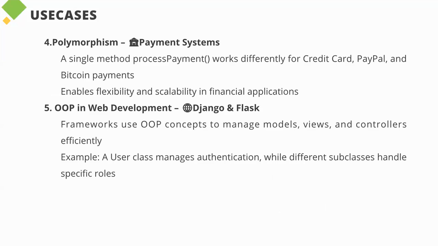Whereas in polymorphism, in a payment system, process payment works differently for a credit card, Bitcoin, or any other transaction. It enables flexibility and scalability. The same function works differently depending on the parameters. If we go with OOPS in web development, using Python frameworks like Django and Flask, you can create and manage models and different applications, such as an authentication system, a class management system, or a college management system. You can use OOPS concepts in web development.